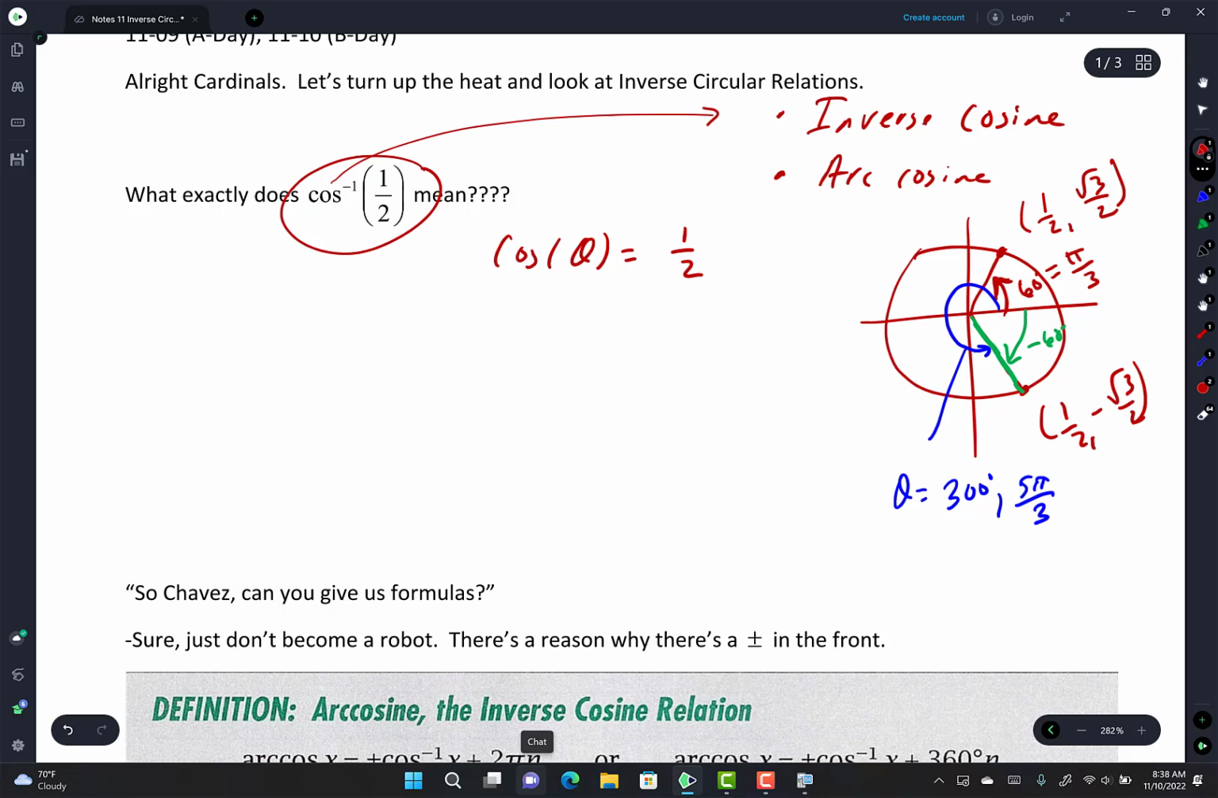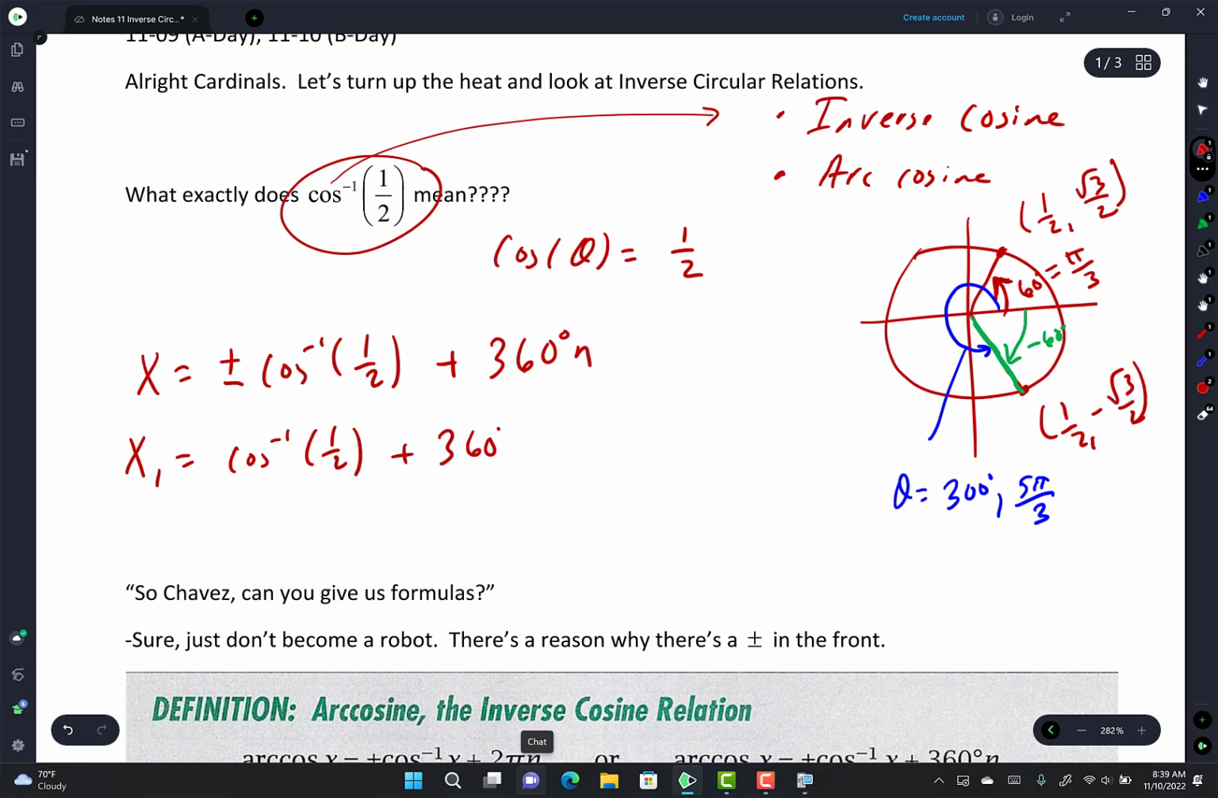So here's the hack. In order for you to get to 300 degrees, or for the calculator to give you that, you've got to go plus minus arc cosine of a half, and you go plus 360n. So if I say x equals, I can write x equals. The very first one, x1, is going to be the positive one, arc cosine of a half, plus 360n. That's just going to give you the 60 degrees. And then the second one, the negative arc cosine of a half, that will give you the 300 one.